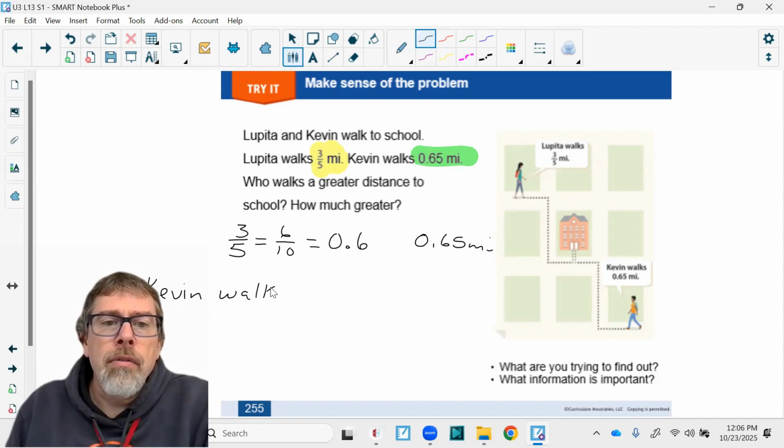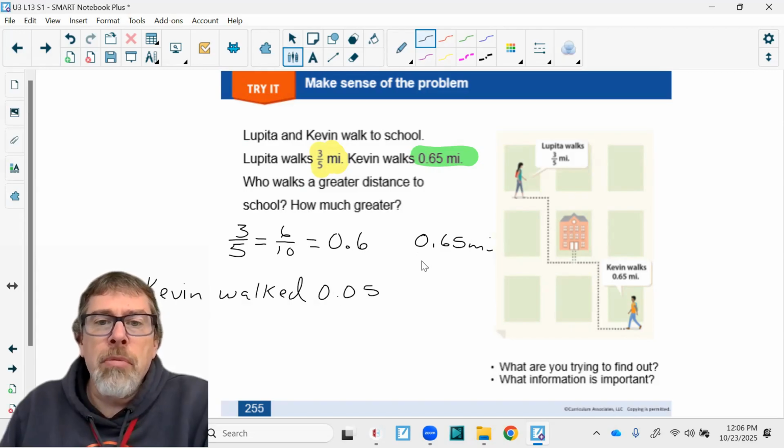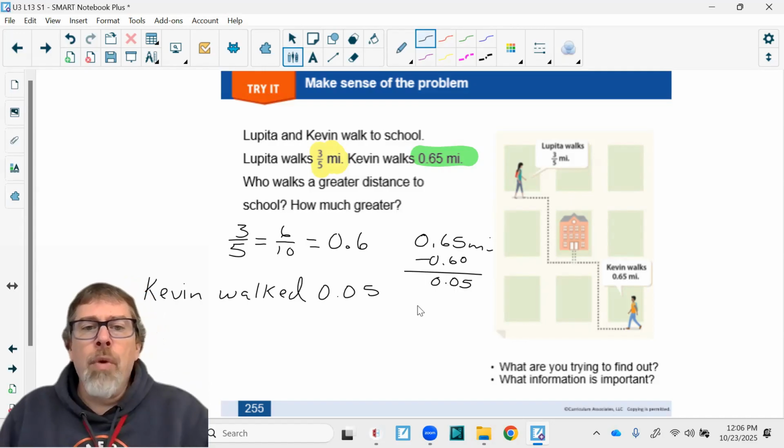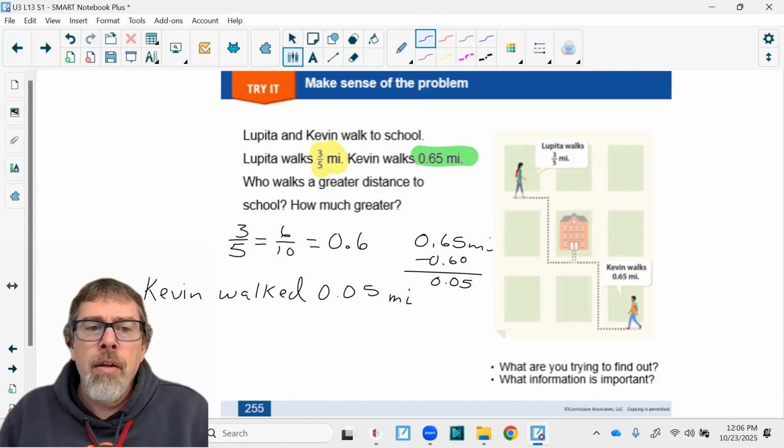So I'd say Kevin walked, and it is 0.05, because if I subtract 0.6 from 0.65, I get 0.05. So Kevin walked 0.05 miles further than Lupita.